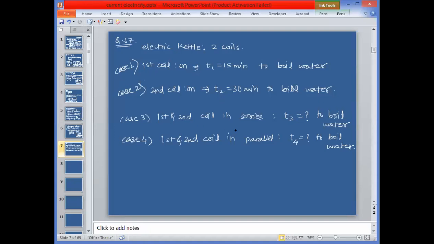Now connect both coils in series and put those coils in the water. Those coils in the water, how much time will they take to boil the water? Now remove that. Now again take the same amount of water. Now make the parallel connection of the two coils. Now put those two coils in the water. Now check how much is the time required to boil the same amount of water. So T3 and T4 is equal to question mark. Is this question clear to all of you?